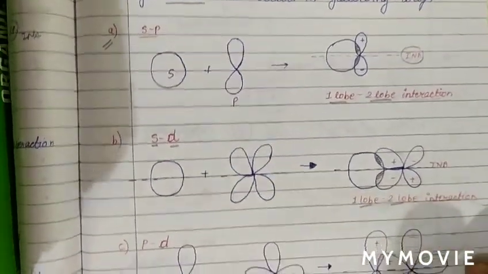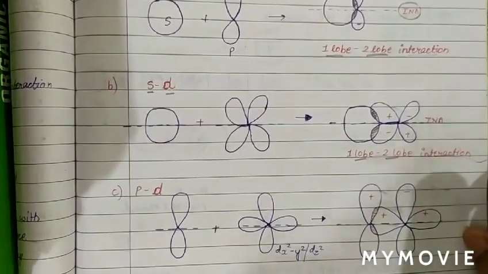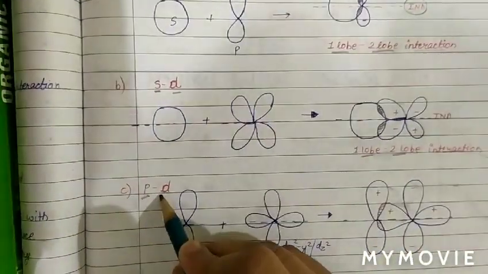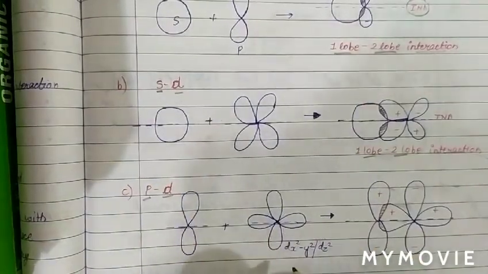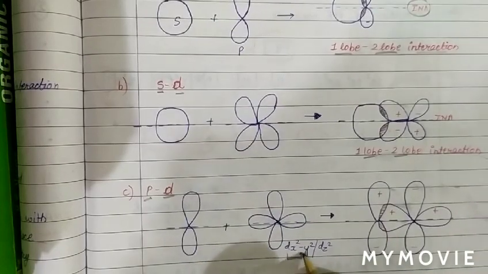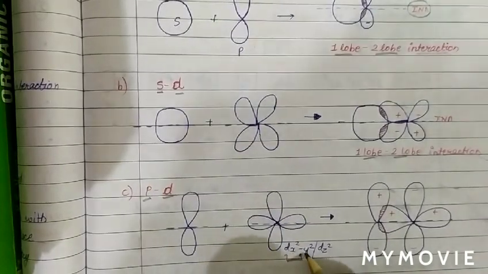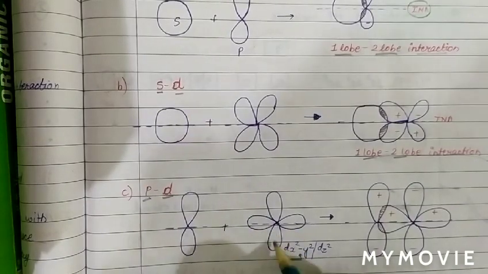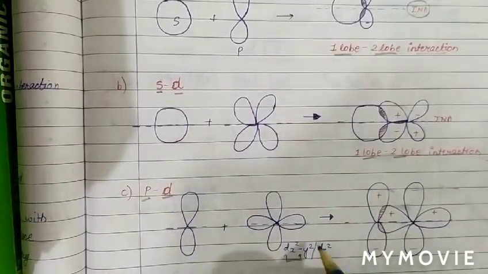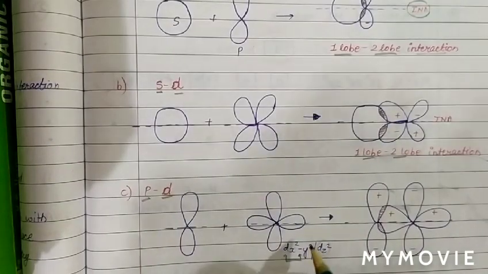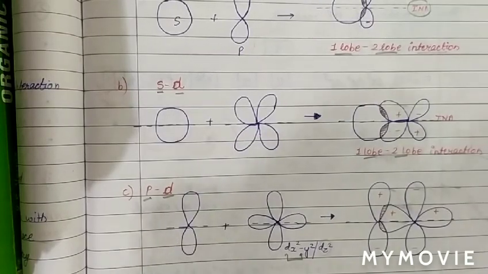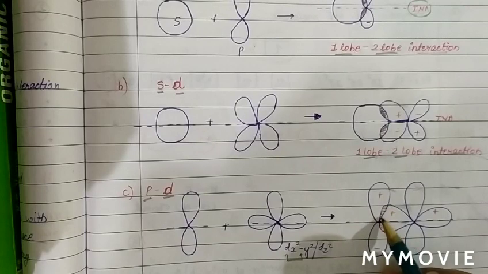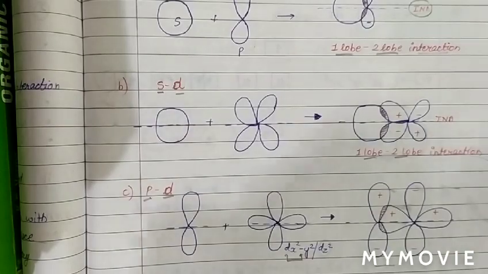See the next type of zero overlapping. The next type of zero overlapping is p orbital and d orbital overlapping. P orbital is dumbbell shaped, and the d orbital may be dx square minus y square, because in dx square minus y square the orbital lobes lie along the axis. This is x and this is y. Also in case of dz square, the orbital lies along the axis. So only these two orbitals can make zero overlapping with p orbital. When these orbitals overlap, there is overlapping, but the positive area is cancelled by the negative area, so it is also a case of zero overlapping.